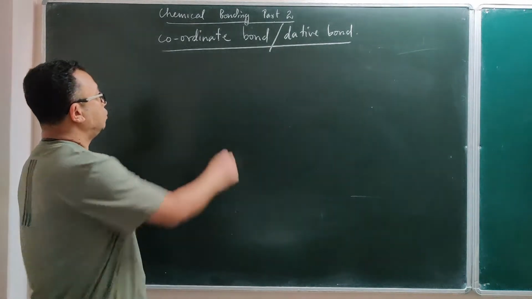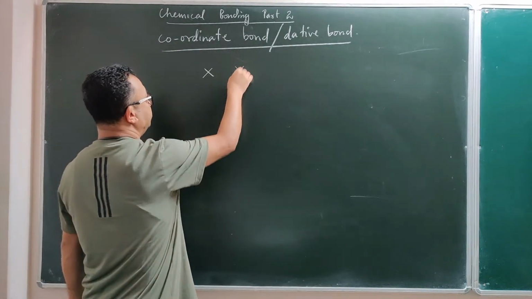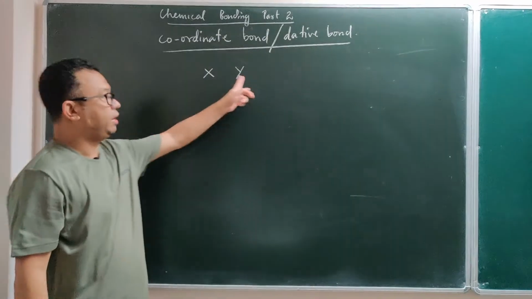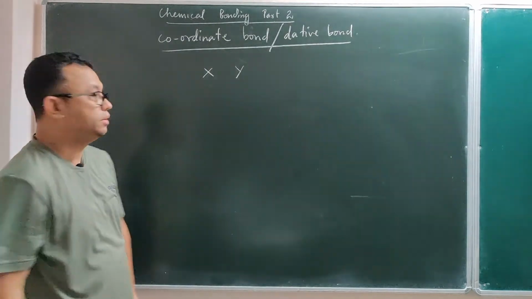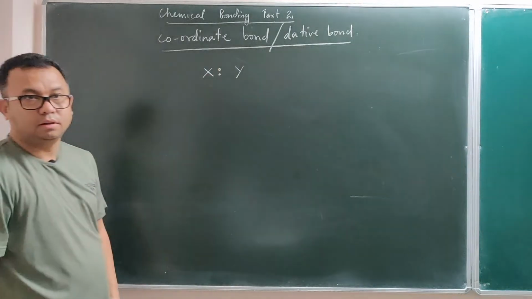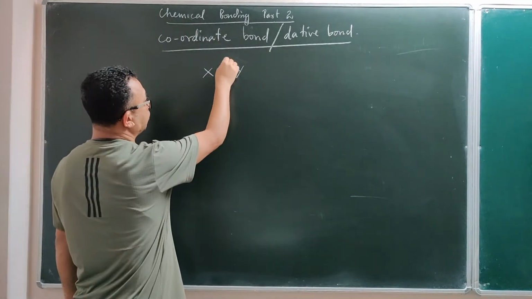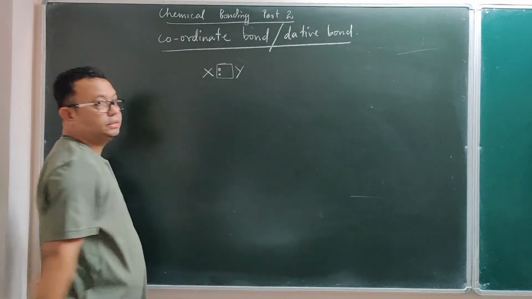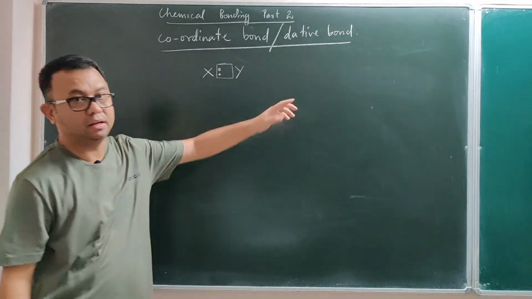Because even though, for example, if X and Y are the two atoms, sharing of electrons will take place, but strangely the sharing will take place in such a way that both the electrons which are used for the formation of the bond are being contributed by one single atom.